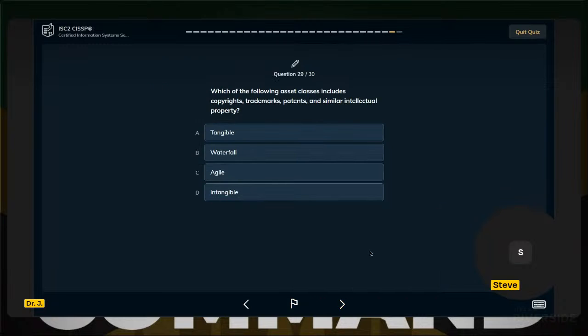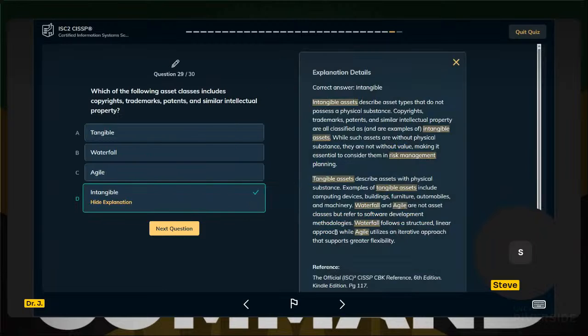All right. Which of the following asset classes includes copyrights, trademarks, patents, and similar intellectual property? Intangibles. Yeah, that's what pretty much falls under intangible assets.